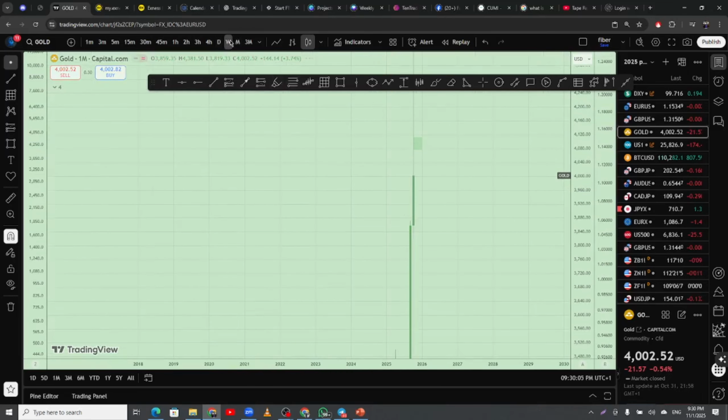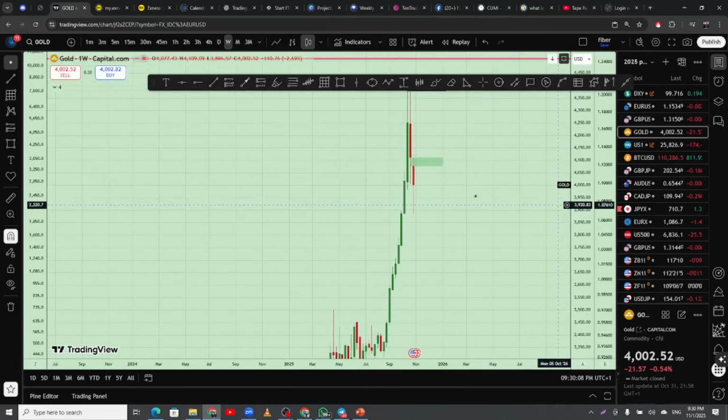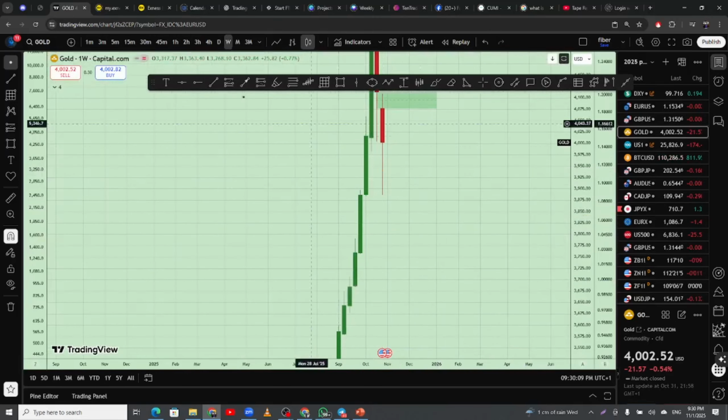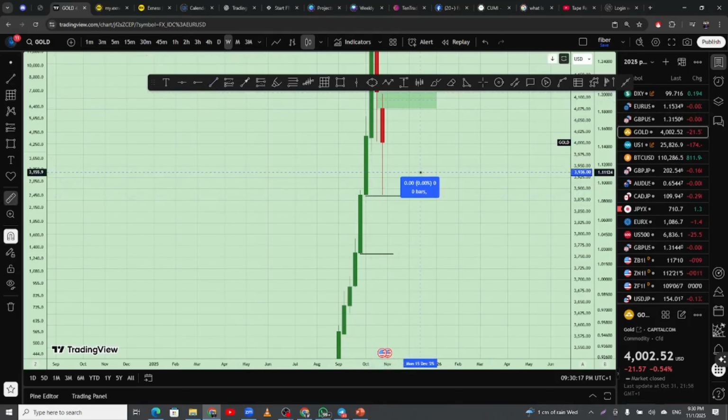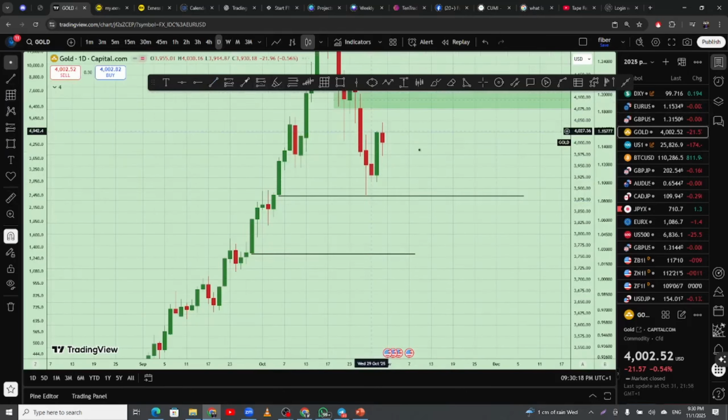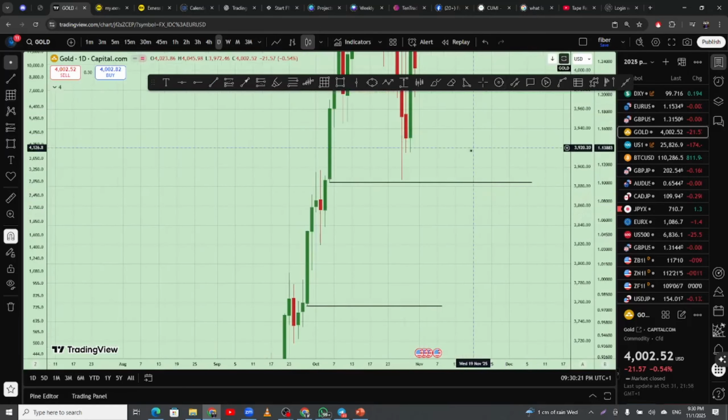Let's see the weekly. I think I saw an FVG somewhere. All right, so even on the weekly time frame, we also have this fair value gap here, plus this one too. I think it wasn't filled, right? So we can have price go straight down to that point as well.